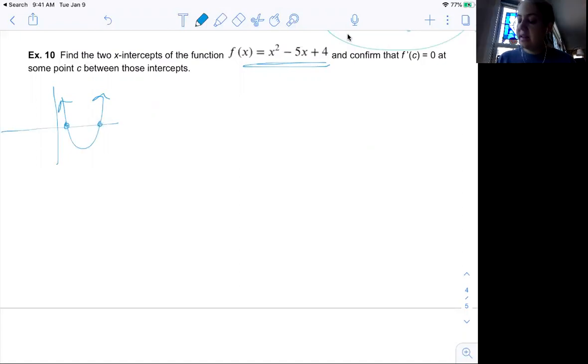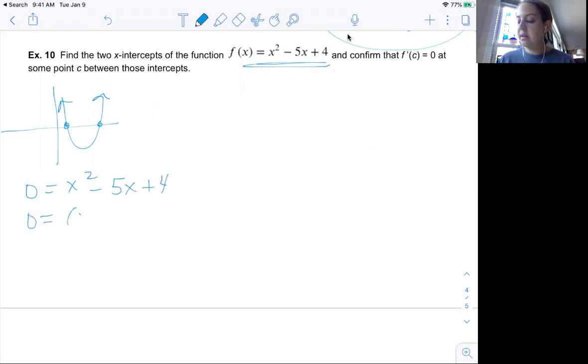So we are going to say that 0 is equal to x squared minus 5x plus 4. This is the algebraic way to do this. This factors into x minus 1 and x minus 4. X equals 1 and 4. You could also graph it on your calculator to see them. So on my quick sketch, there's a 1, there's a 4. Those are the x values that we're talking about.